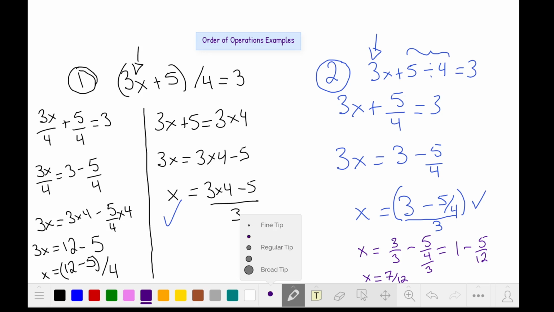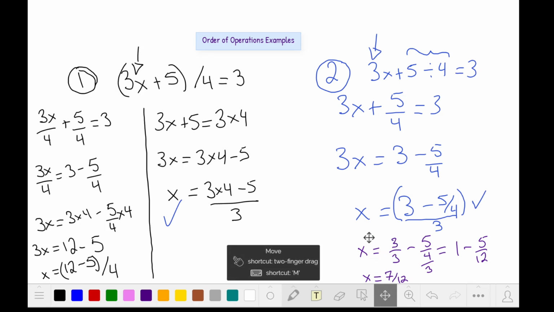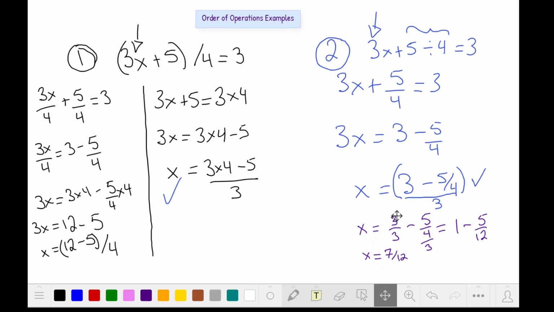There you go. And now we can see here, with a little bit of work, the 3 is dividing everything on the right-hand side. So we're going to have 3 divided by 3 minus 5 over 4 divided by 3. Well, 3 divided by 3 is simply 1. 5 over 4 divided by 3 is 5/12. You can check my fractions video if you are a little confused as to why. And then we simplify to x equals 7 over 12.